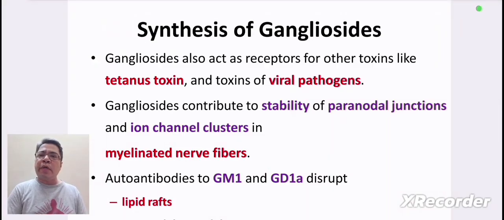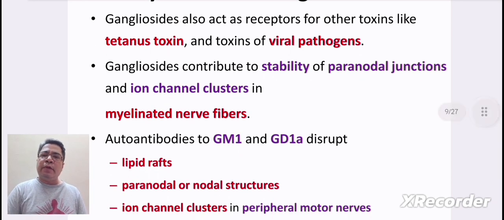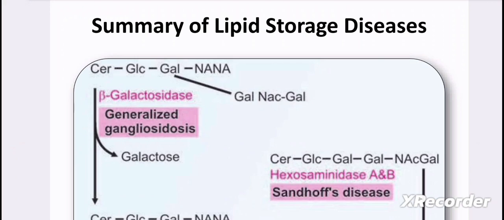Gangliosides also act as receptors for other toxins like tetanus toxin and toxins of viral pathogens. Gangliosides contribute to stability of paranodal junctions and ion channel clusters in myelinated nerve fibers. Autoantibodies to GM1 and GD1a disrupt the lipid rafts, the paranodal or nodal structure, and ion channel clusters in peripheral motor nerves. Coming to the next point, lipid storage diseases.